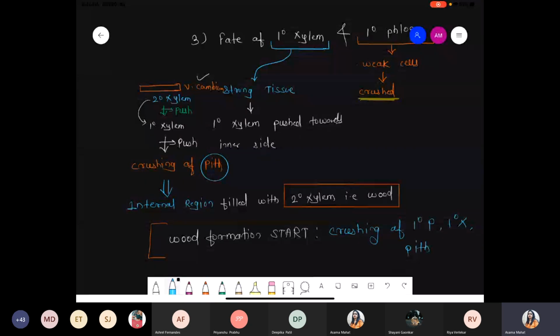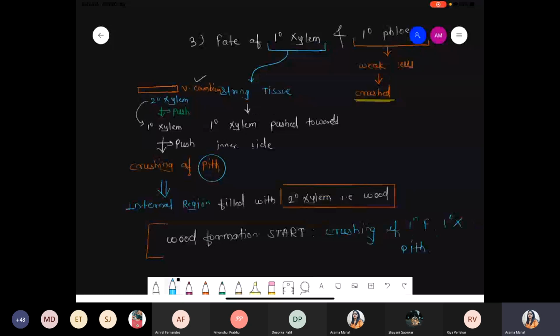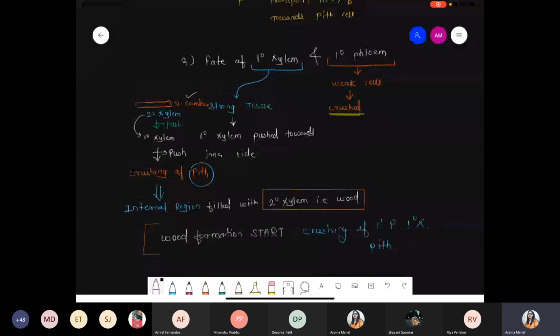They will be crushed slowly. But remember one thing: as compared to primary phloem, primary xylem crushes at a later stage, because as compared to phloem, xylem is stronger. But it will also be crushed because it is a part of the primary growth. So obviously, primary growth cells are very delicate, and ultimately they can crush.